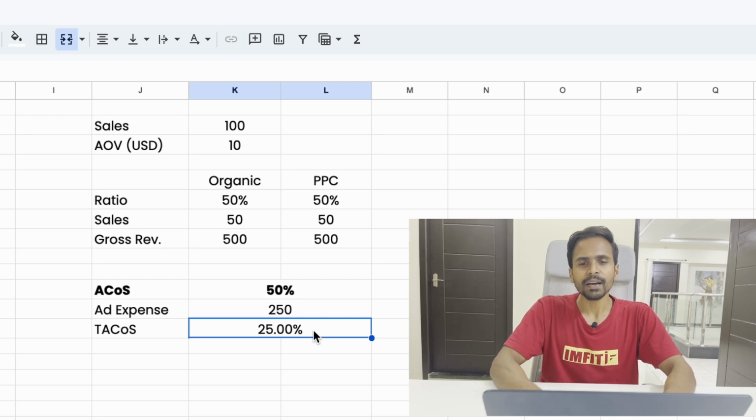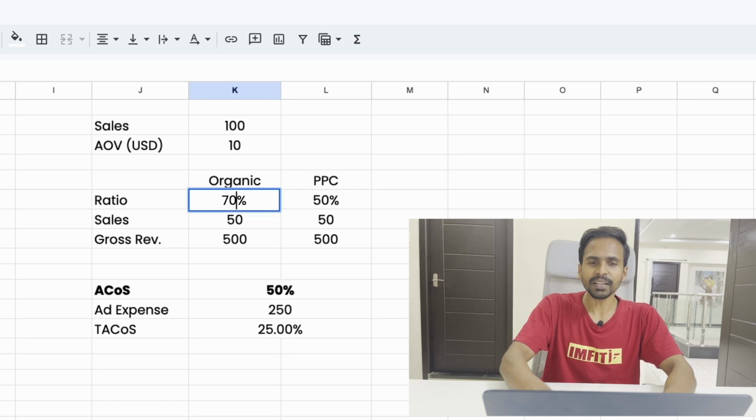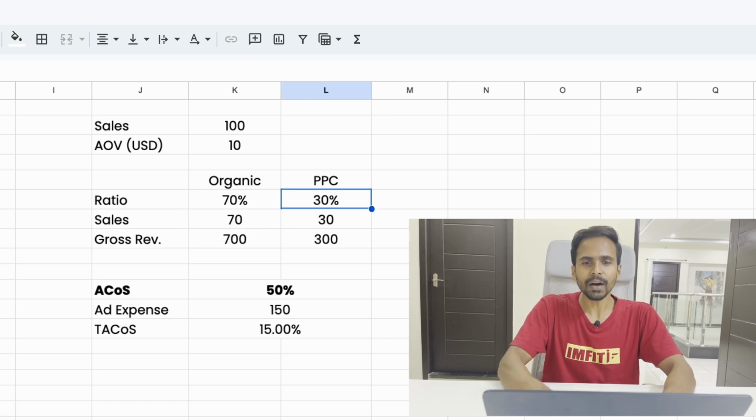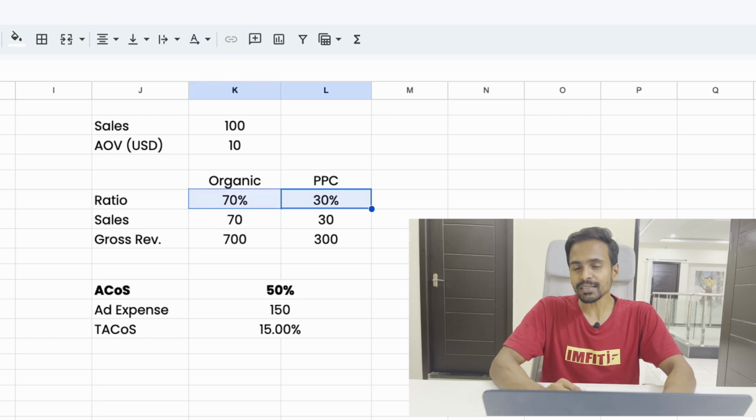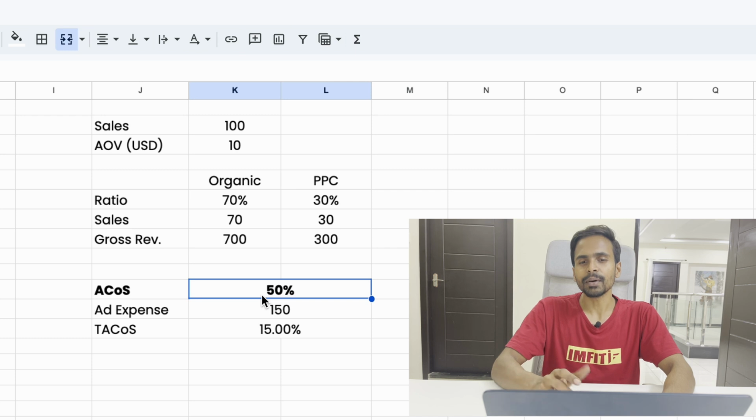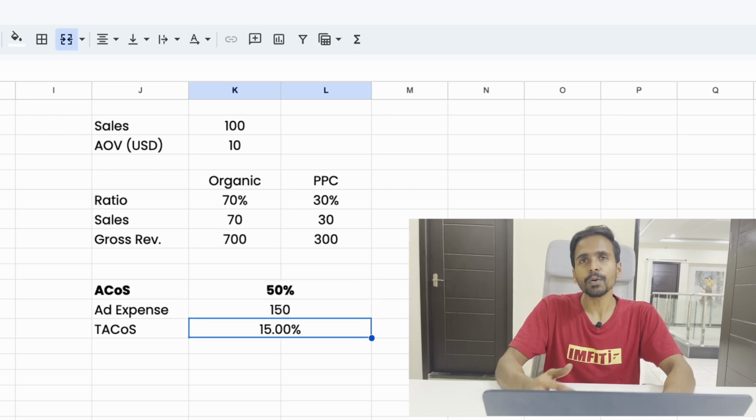With that perspective, let us try to tweak the numbers a little. Let's assume that our organic percentage is around 70 and our PPC percentage is 30, right? When you sum up, it should be 100. Now in this scenario, you kept your ACoS the same. Your ACoS is still 50%. However, you see your TACoS has come down from 25% to 15%, right? So the moment you increase your organic sales, your reliance on PPC for sales has come down, which means you can afford to have a higher ACoS as long as your TACoS is making sense.